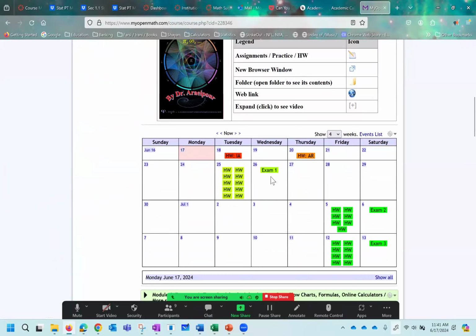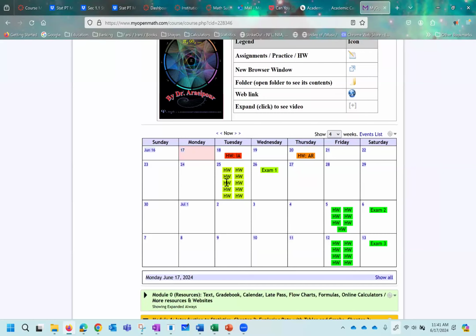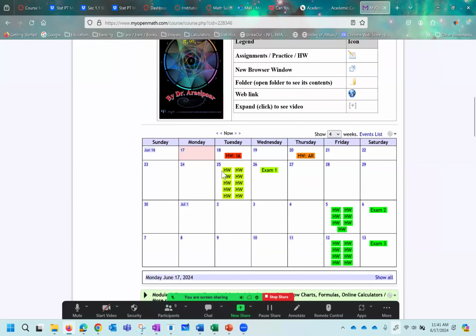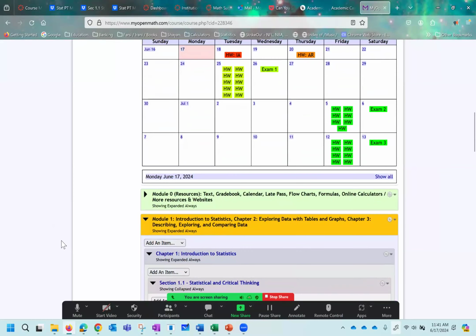Notice exam 1 is due on this date, and right before that, all the homework is due. Should we wait until that day to do the homework? Absolutely not. If we do so, we're going to have a hard time making it. So you really don't want to wait that long. Rather, you want to do your homework on a daily basis, a couple of sections per day. That's all it takes if you want to be successful.